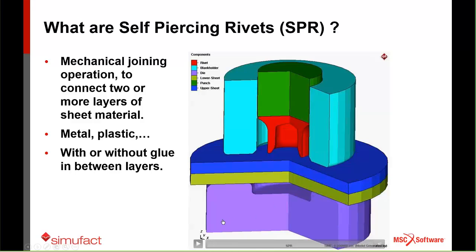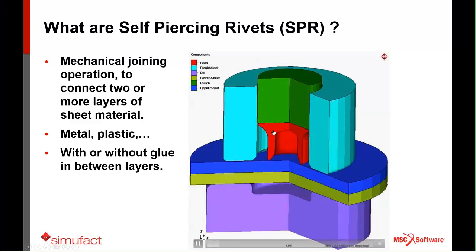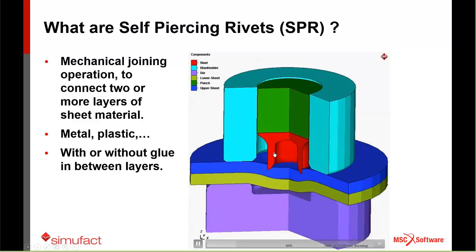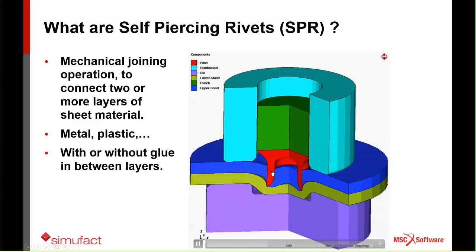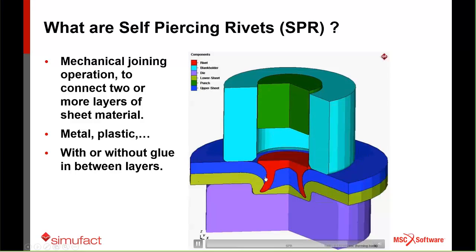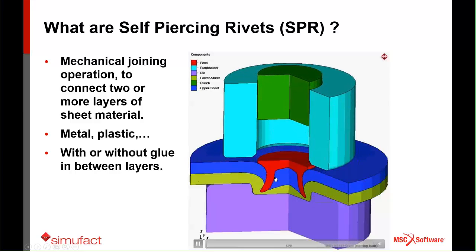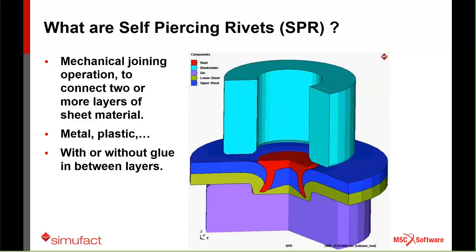And let me play this animation. So here we see the rivet. There's a blank holder and a punch, and it's going to pierce. That's why you call it a piercing process. It's going to pierce through the top layer, and then it deforms the bottom layer, and it pushes it into a die. And this creates a joint. So there's no melting, no thermal, no nothing. You're just deforming the material to create the joint.